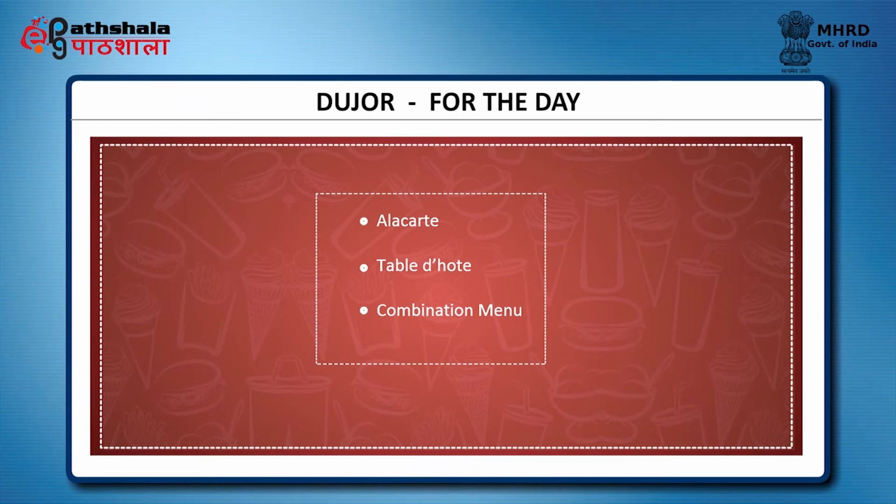Du jour means for the day in French. The menu can be an a la carte, table d'hôte or combination menu. These menus are used by small food service operations like coffee shops, snack bars and cafeterias. Having known the types of menu, we now move on to learn the factors affecting menu planning.